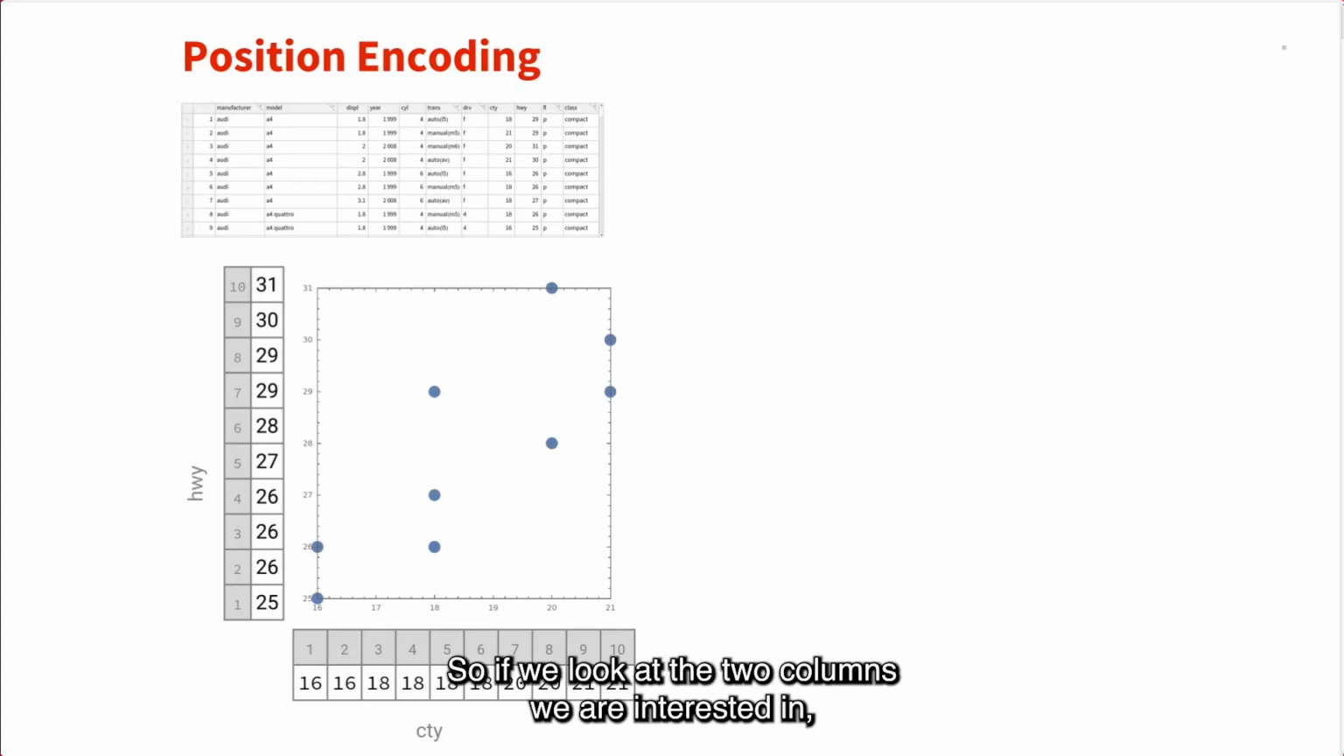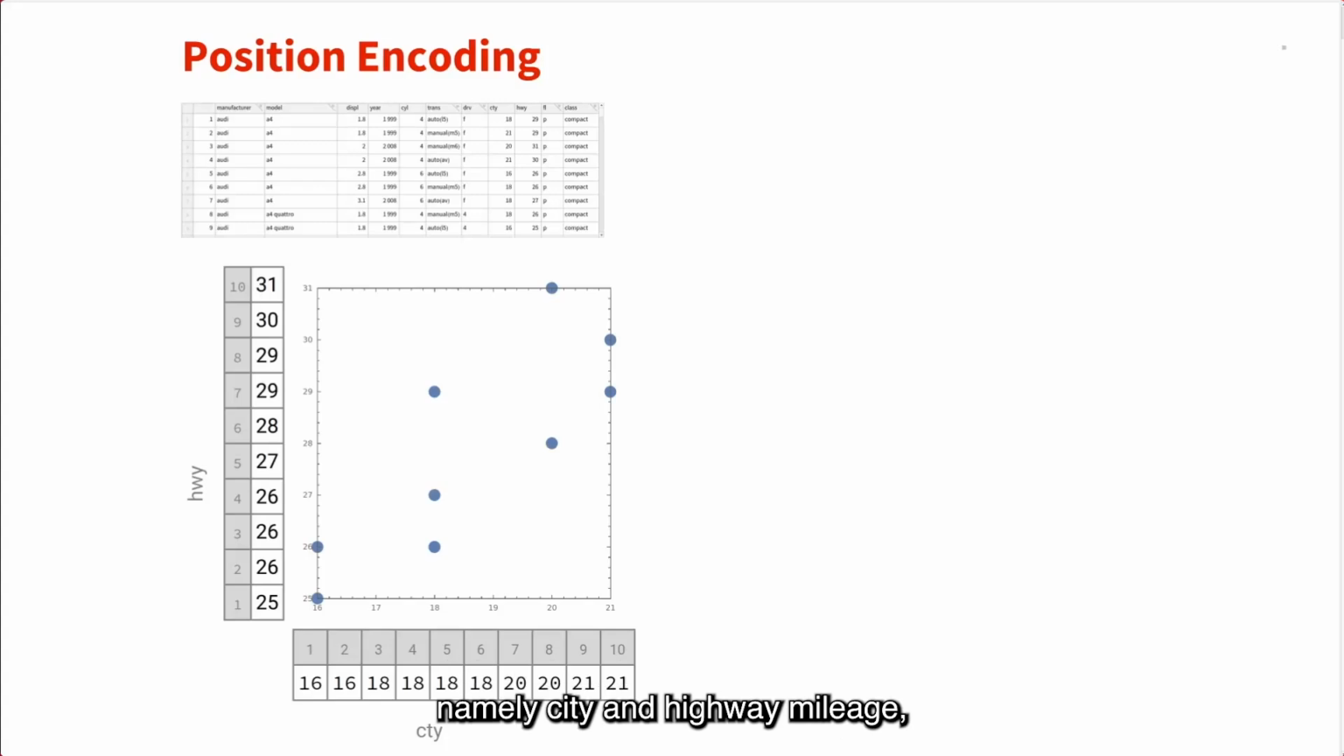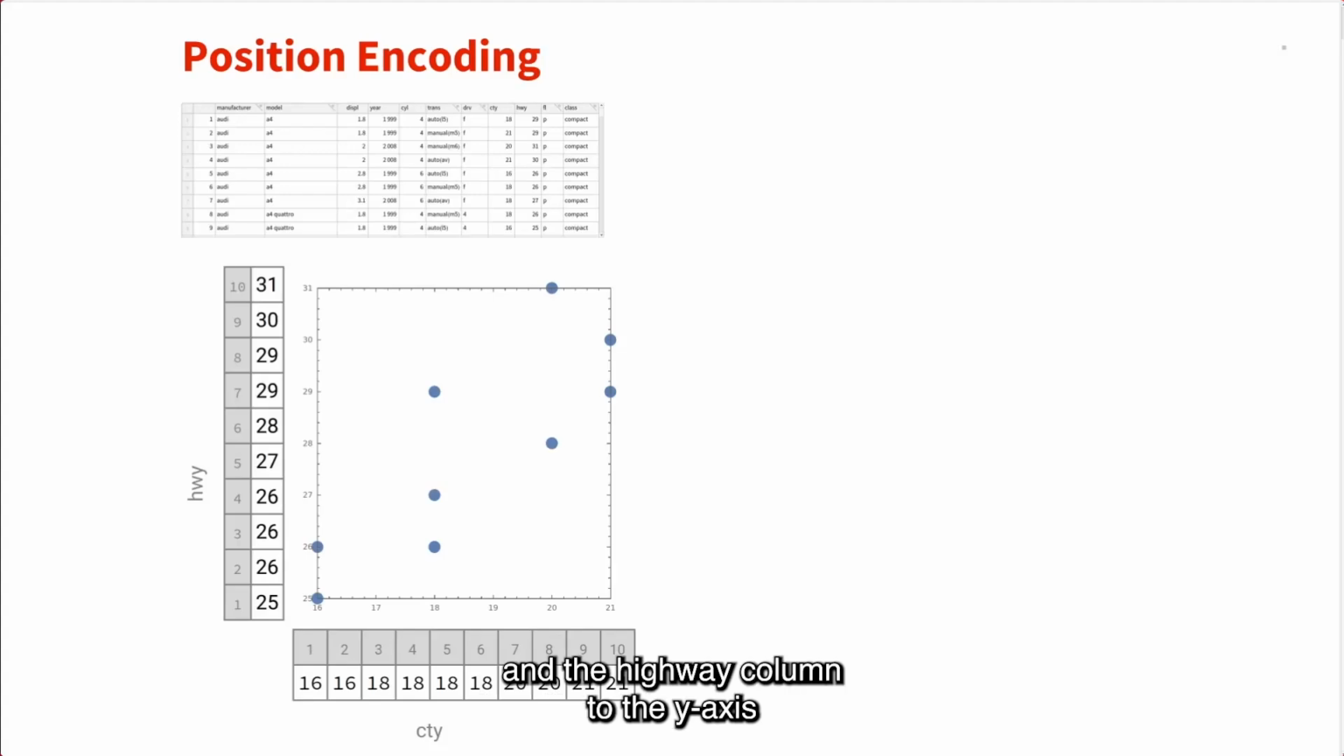So if we look at the two columns we are interested in, namely city and highway mileage, and I'm just picking the first 10 values for this demonstration, as you can see, we map the city column to the x-axis and the highway column to the y-axis to get a list plot. Obviously, when using the syntax, you are going to get the plot of all the values in the column, but you get the idea of how these values are mapped using the syntax. And for multi-syntaxes, you can think of this illustration with multiple columns stacked up for each axis.